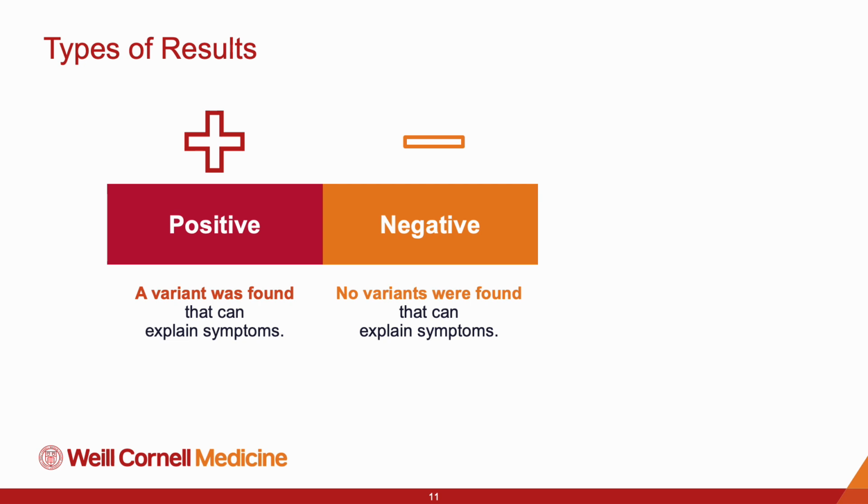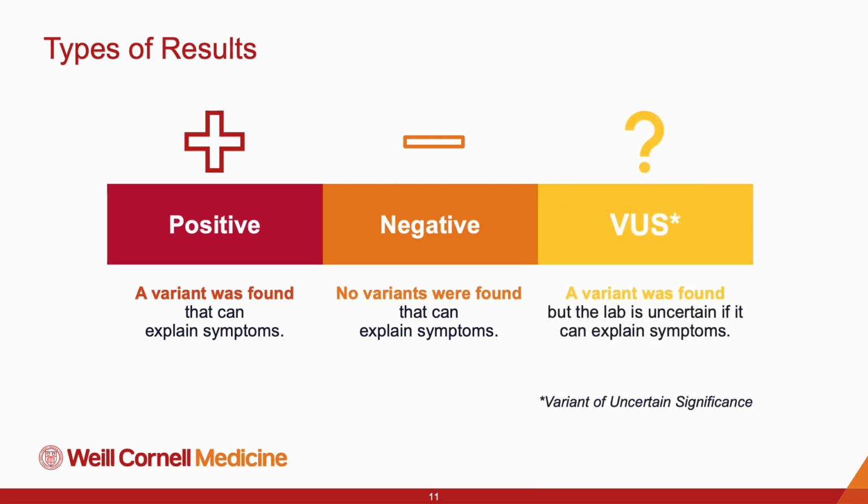Though this is an accurate and comprehensive test, we know that genetics is rapidly evolving, and further genetic testing may be recommended in the future. The third result is a variant of uncertain significance, also known as a VUS for short. This means that the lab did find a variant in the DNA, but it is uncertain whether this change can explain symptoms or if the change is simply a harmless variation that makes us different from one another.